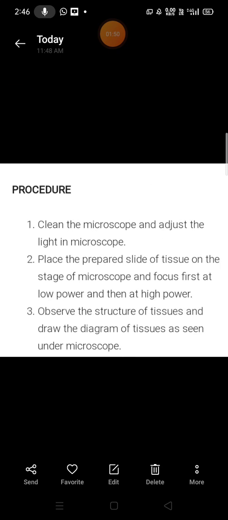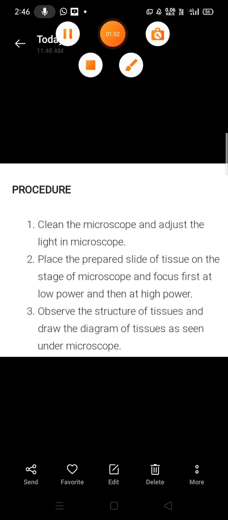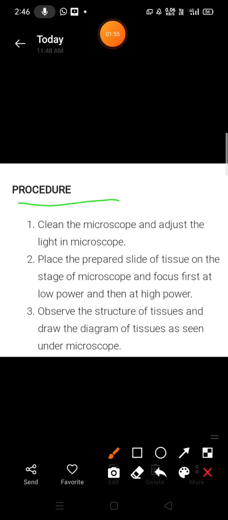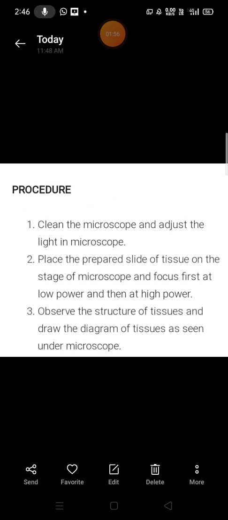Next, what is the procedure? Procedure: first, clean the microscope and adjust the light in the microscope. Place the prepared slide of tissue on the stage of the microscope and focus first at low power and then at high power. Observe the structure of tissues and draw the diagram of tissues as seen under the microscope.